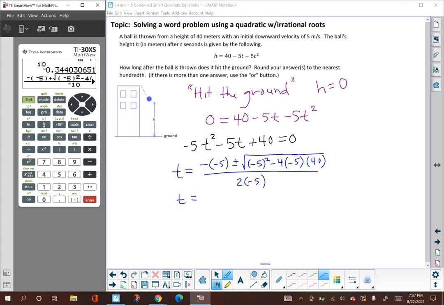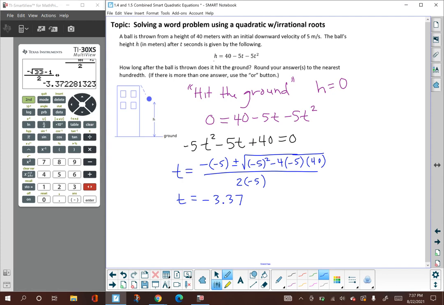Okay, so this gives us one of our answers. It's giving it to me in radical form, so I'm going to hit that conversion button. -3.37 if I round to the nearest hundredth. Now, in the context of this problem, that doesn't even make sense. -3 seconds, it's like the ghost phantom of when the parabola would have been at 0 height, like before it got thrown. But it doesn't make any sense for our problem. So we need to get that other answer.